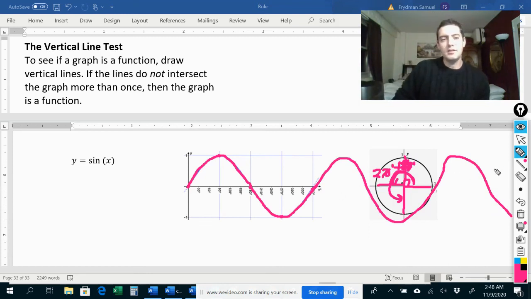But again, going back to the vertical line test, you draw vertical lines, and what we want to see is that it intersects with the graph just one time for every vertical line that you draw. That means that there's only one output for each input in the domain.